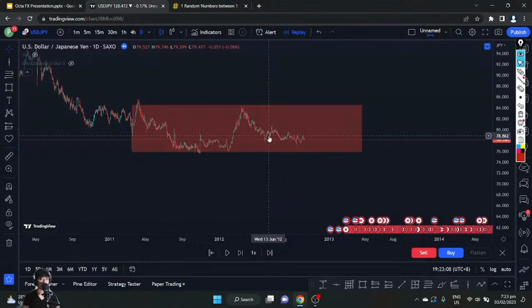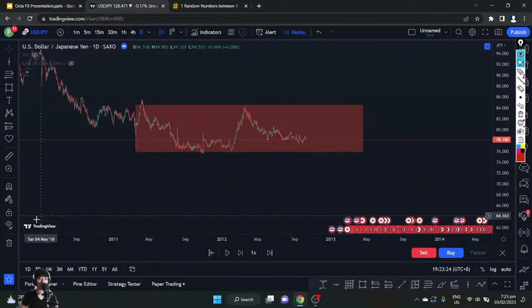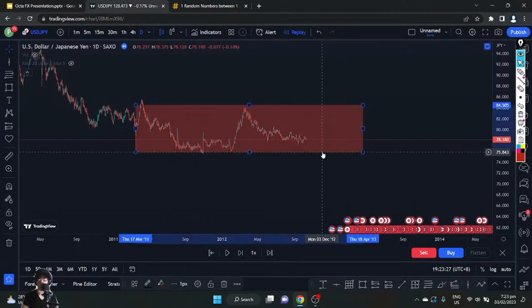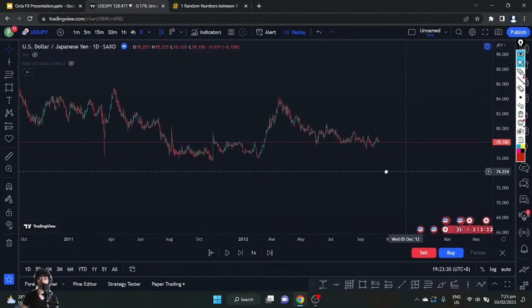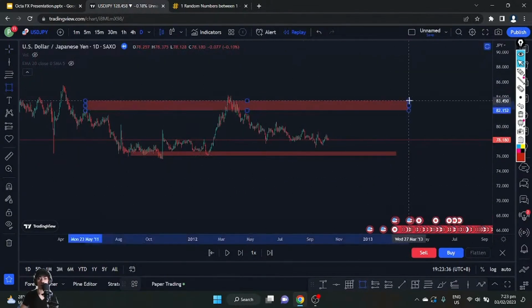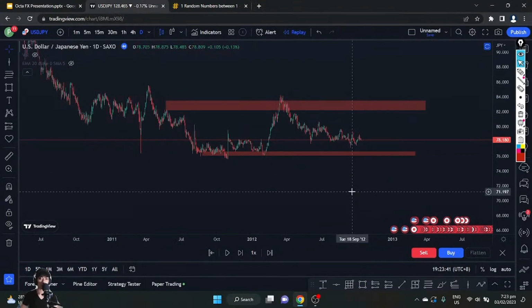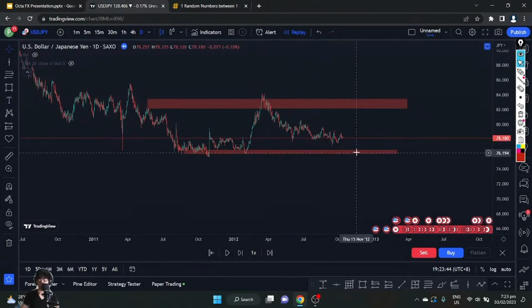Do you think it's up, down, or sideways? A lot of you are saying that it is sideways, and you are right. As you can see, the price just keeps on bouncing from this level and from this level that we have right here. Every time, it seems like the price is just moving sideways. We can call it sideways or consolidation.